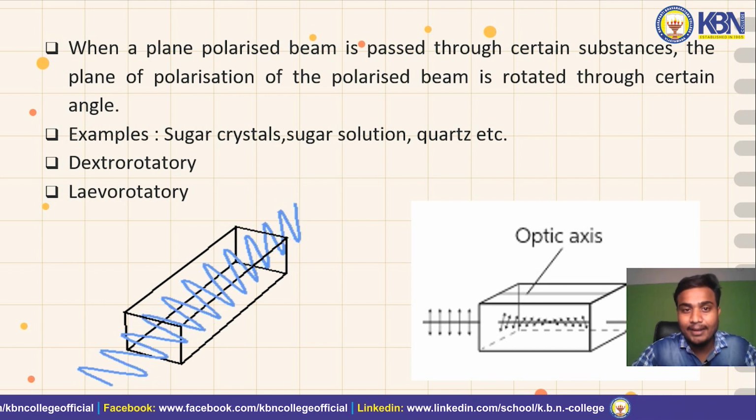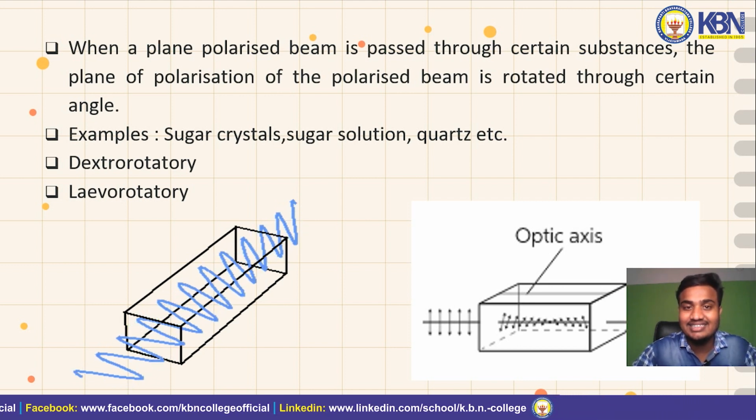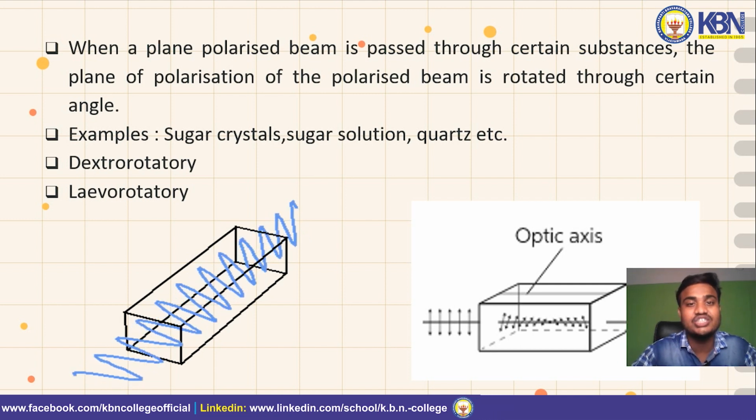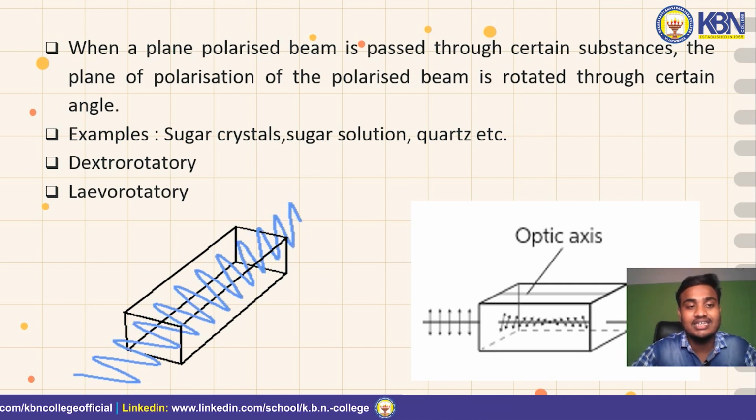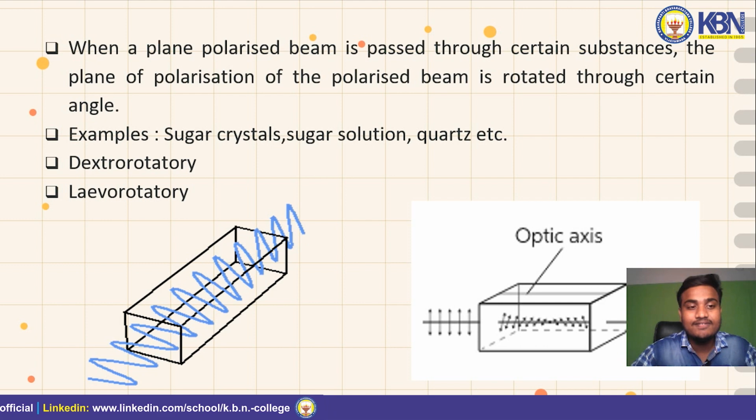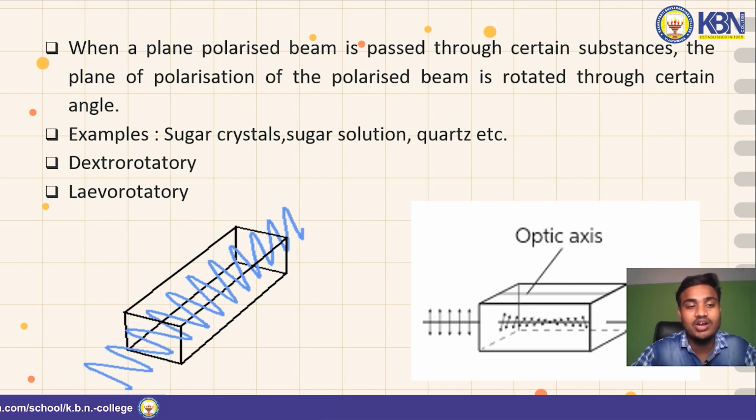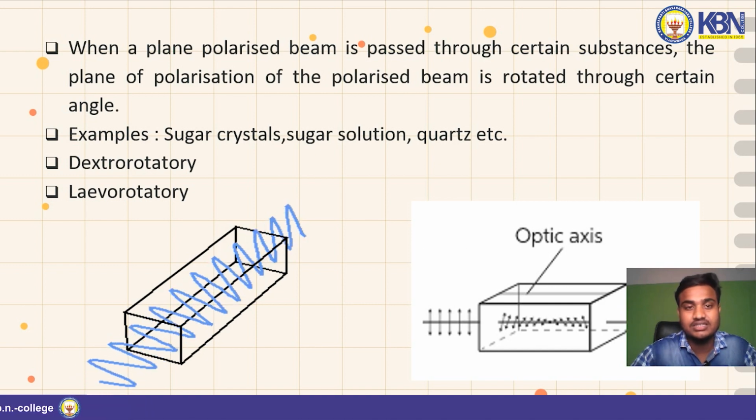If the plane of vibration is rotated to the right side, which means in clockwise direction, those materials are called dextrorotatory. If the plane of vibration is rotated anti-clockwise, those are called levorotatory substances.